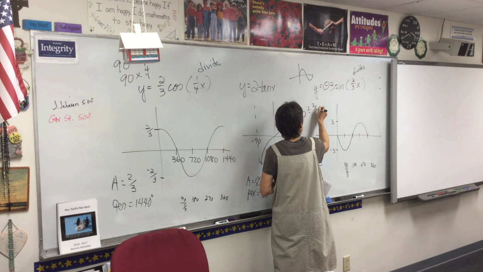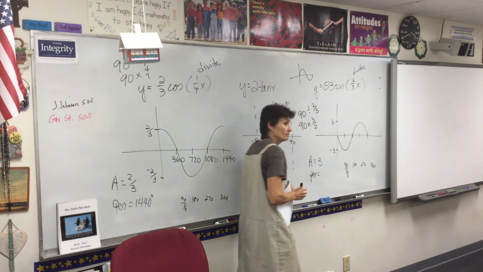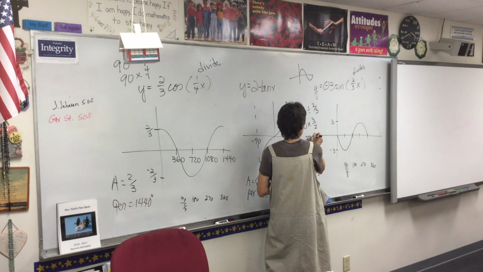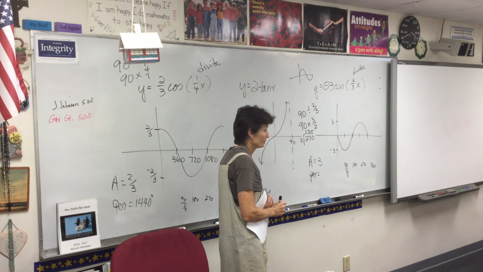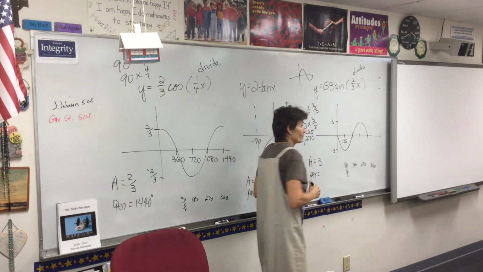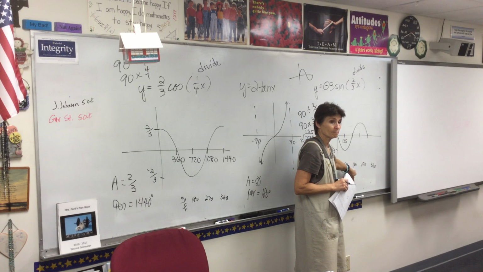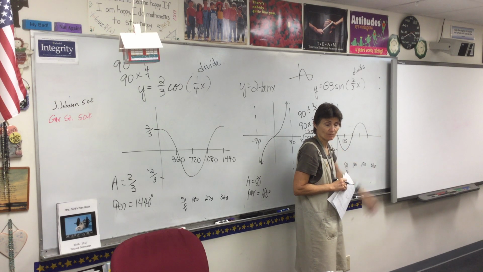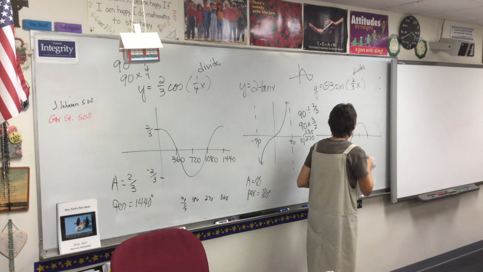90 divided by 2/3 is 90 times 3/2. So 90 times 3 is 270. Divided by 2 is 135. So this label is 135. Could I do the same thing with the 180? Yeah. But I can also just keep adding 135 if that's easier for you. Doesn't make any difference. You're either going to do the division again, or you're going to add 135.